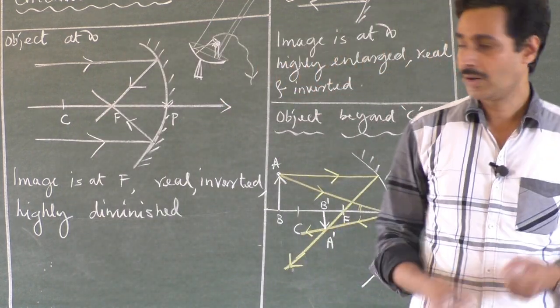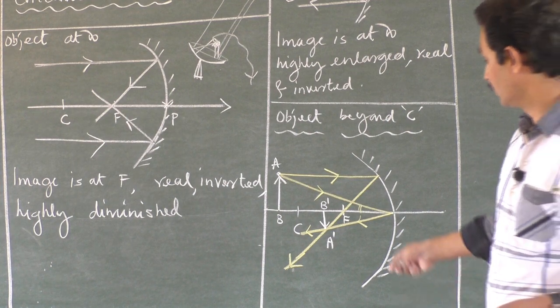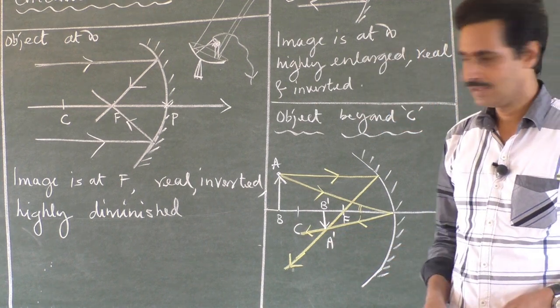But while drawing the diagram for deriving 1/F = 1/U + 1/V, we considered one more ray which is passing through the center. But that is not needed now.